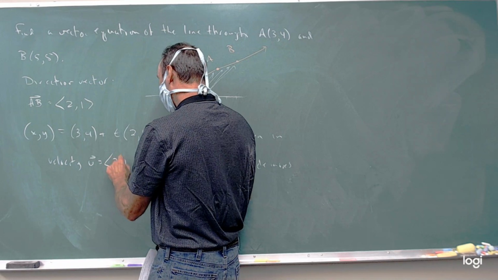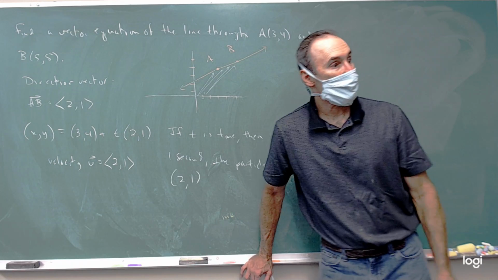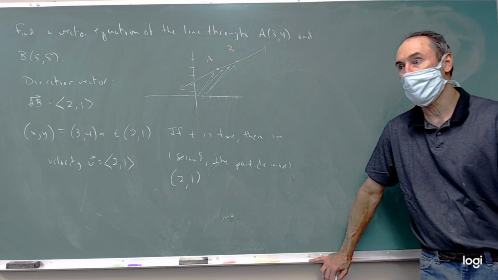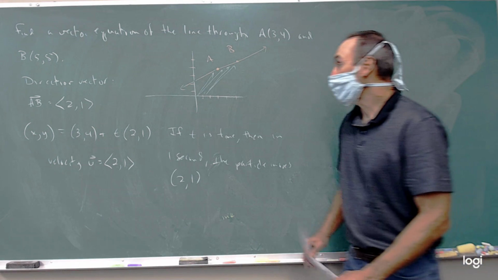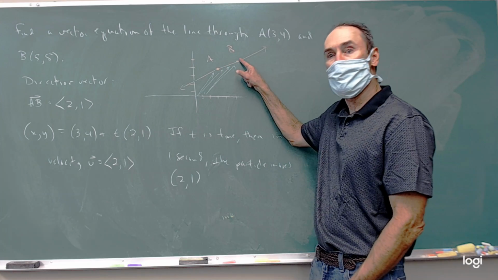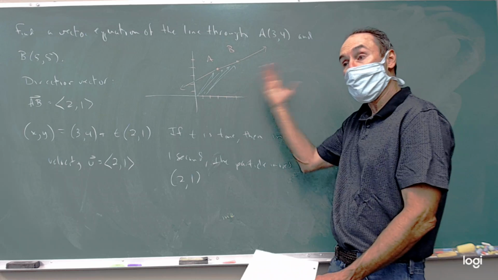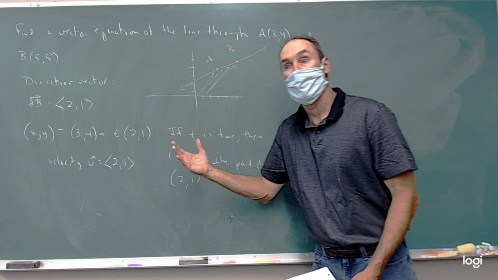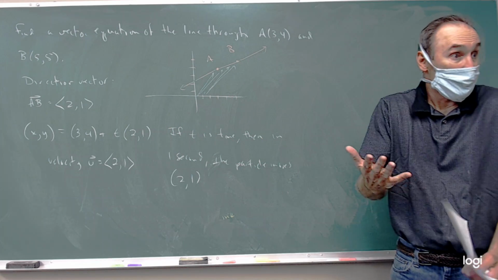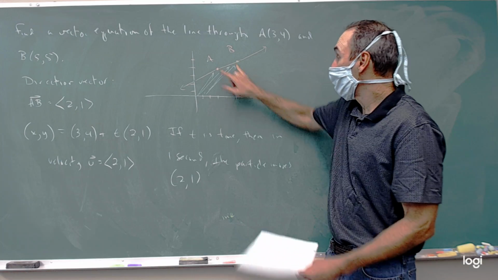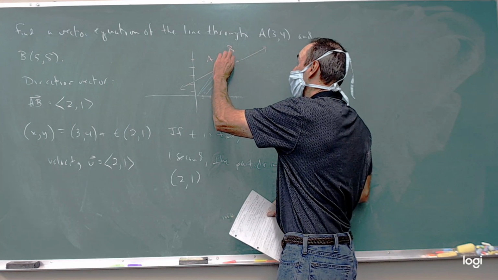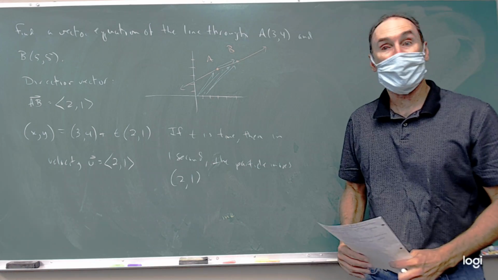And I am going to write the angle brackets to emphasize the fact that this is a vector. So now in 1 second, it shoots up here over 2, up 1. In another second, it's going to move there. So that 2, 1 is its velocity. And it's going to have a direction to it, right? Because that is a vector that takes us from A to B. So that's a velocity vector.